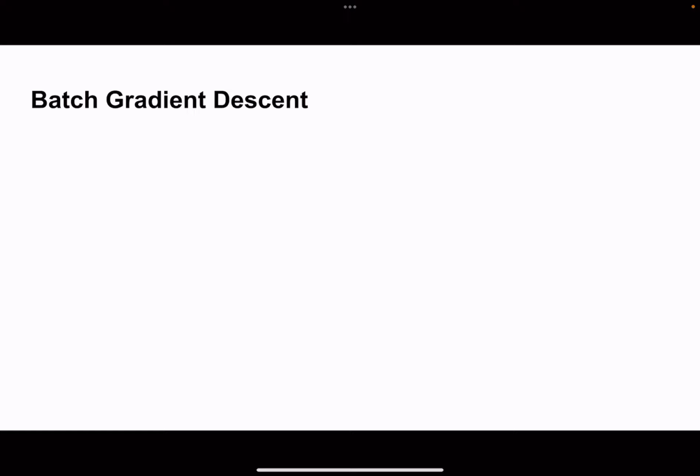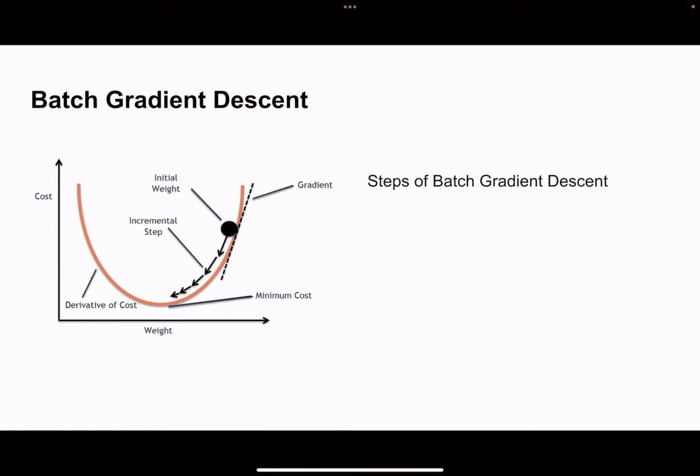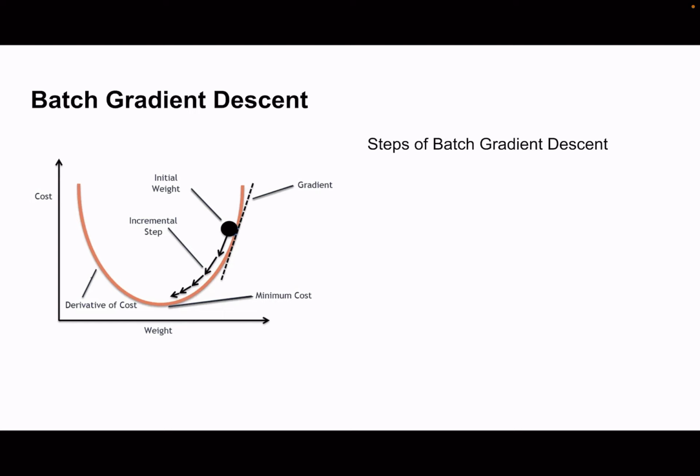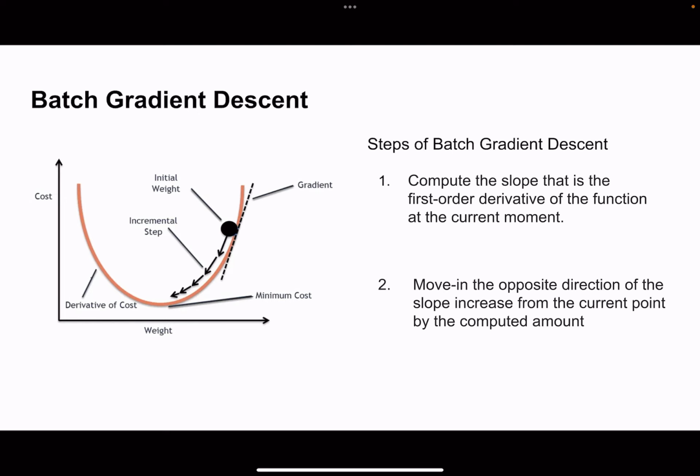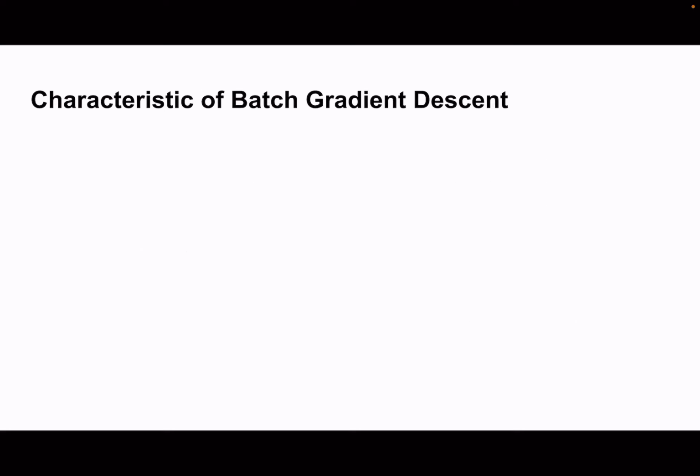Next, I'm going to tell you about the specific characteristics of gradient descent. First is batch gradient descent. Batch gradient descent follows two steps. First, compute the slope, that is the first-order derivative of the function at the current moment. Second, move in the opposite direction of the slope increase from the current moment by the computed amount. In this step, batch gradient descent is followed and data are analyzed.